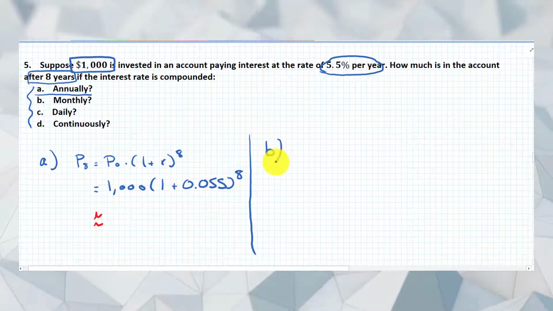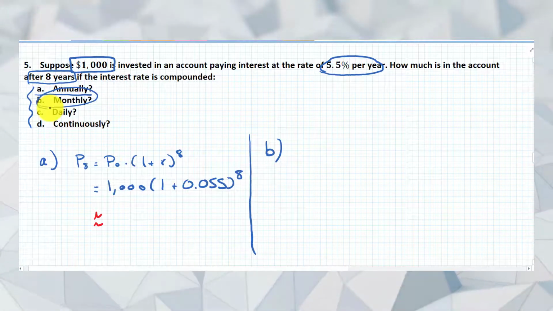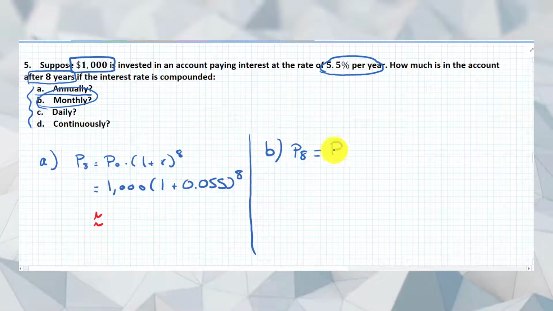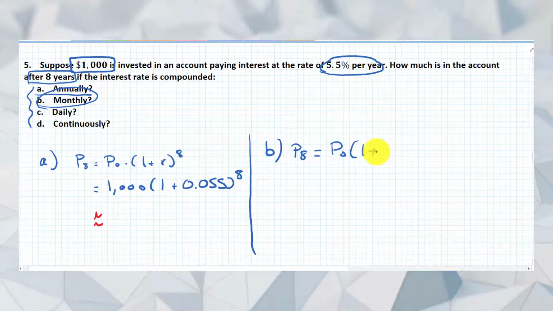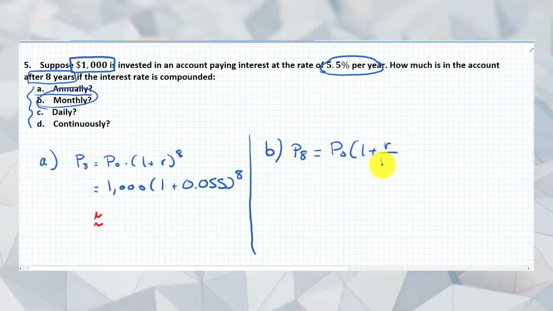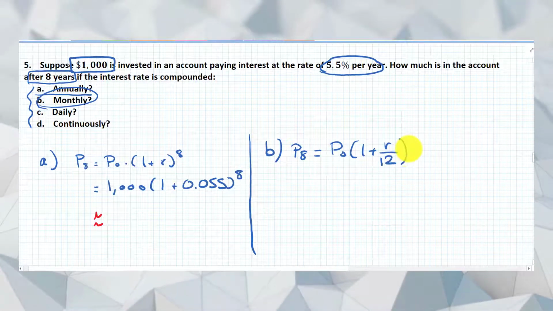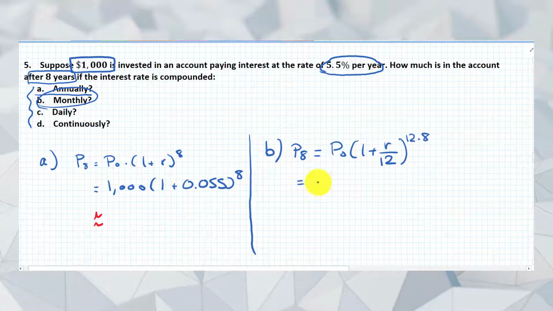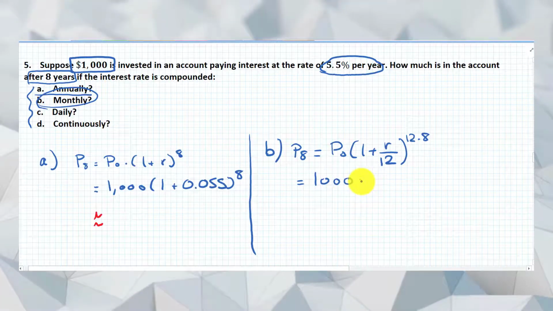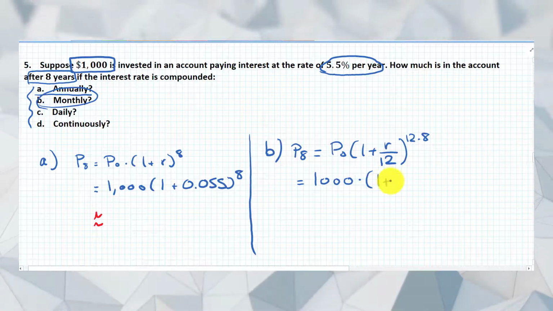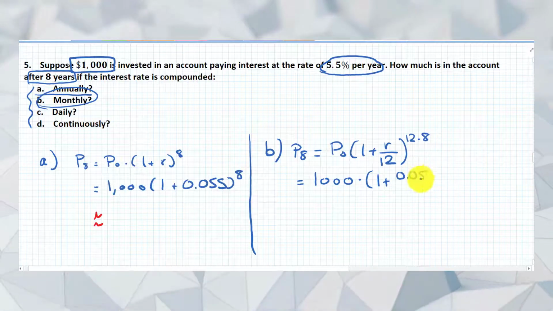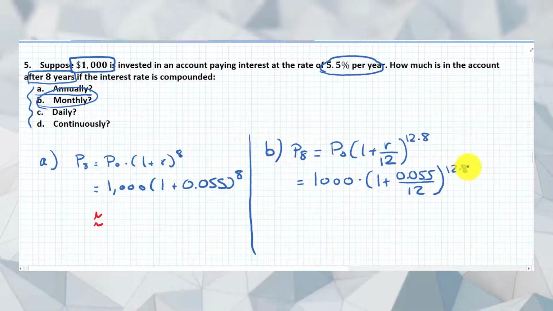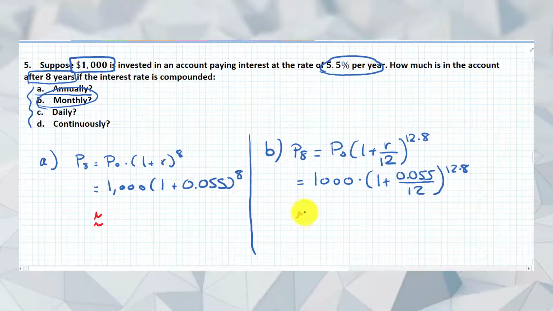In B, I'm compounding monthly, right? So the formula is going to be P8 equals P0 times 1 plus, now I'm compounding monthly, so R divided by 12, right? 12 compounding periods in a year to the power of 12 times 8. And so it's going to be $1,000, that's the initial investment, times 1 plus 0.055 divided by 12 to the power of 12 times 8. Okay, we'll take the calculator to figure it out.